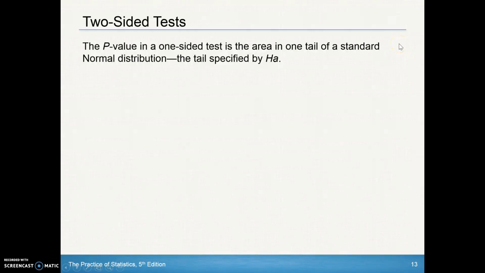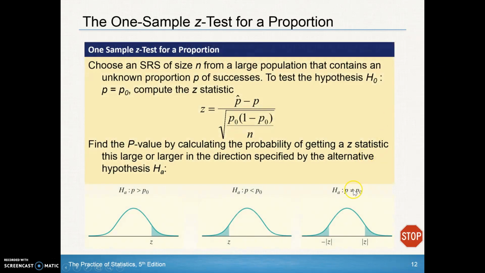All right, welcome back to section 9.2. We'll pick up where we left off, and we're about to talk about two-sided tests. When we look back to our last video, that's what we're looking at right here with our alternative hypothesis. So again, with alternative hypotheses, it'll be the not equals that gives us the two-sided tests.